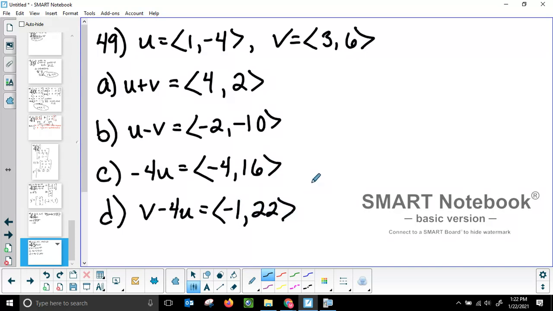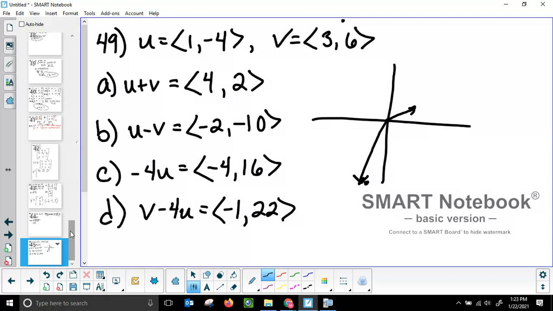Now the directions say to graph these. Of course, all you have to do is start at the origin and then put the end point here. So 4, 2, right? Like A could be somewhere up there. B, -2, -10 would be way down here somewhere, right? You always come out of the origin, right? -4, 16 would be way up here somewhere, right? I'm not going to worry about doing all of these because, again, this is a multiple choice test, so you're not going to actually be graphing these things, but that's how you would do it if you wanted to.